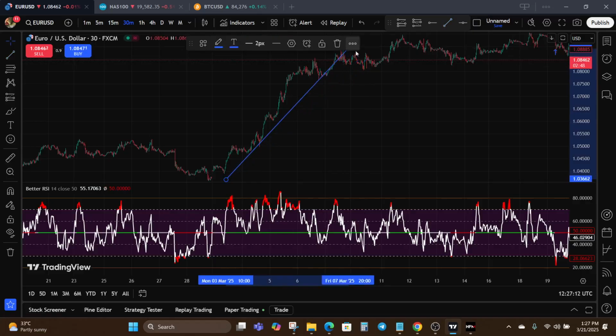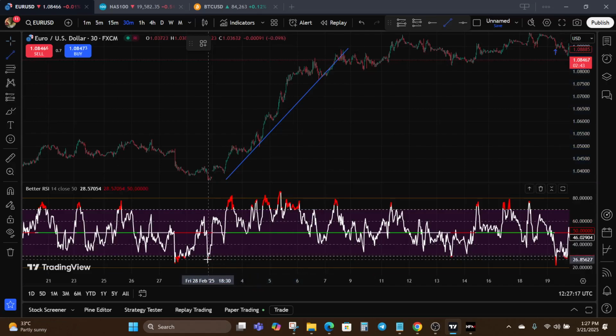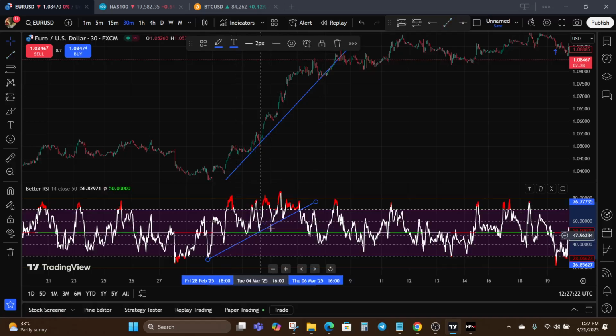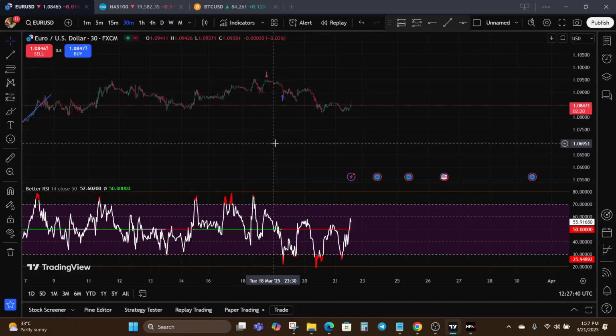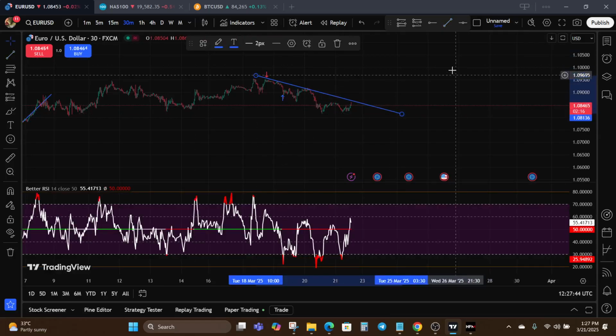You're going to notice that the Better RSI indicator, if you look closely, is also giving some sort of higher lows pattern. So that's showing that the trend is actually strong, and the Better RSI is going to predominantly stay above the 50 level. So when the indicator predominantly stays above the 50 level, it shows that the bullish trend is strong. On the other hand, if the Better RSI predominantly stays below the 50 level, it shows that the bearish trend is strong.